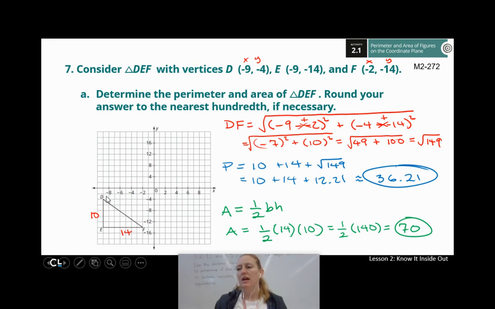It really is nice when one of the sides lines up with the grid lines, and I recommend taking advantage of that whenever you can. If it doesn't line up with the grid lines, no big deal. We'll just use distance formula. It's just going to take a little more time. And that's okay. We can do that. It's just more time consuming.